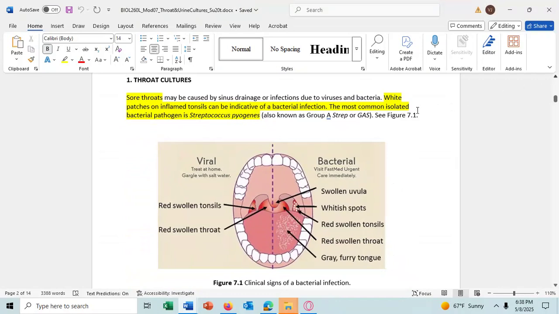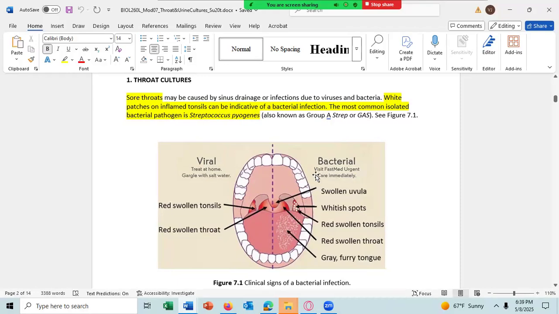But throat infections are largely due to viruses and bacteria. A virus won't subculture on an agar plate, but if you see white patches on the tonsils or in the back of the throat, it's indicative of a bacterial infection. If it's only redness in the throat, then it's likely a viral infection. Now, the bacterial infection will also be red in the throat, but you get the white patches.